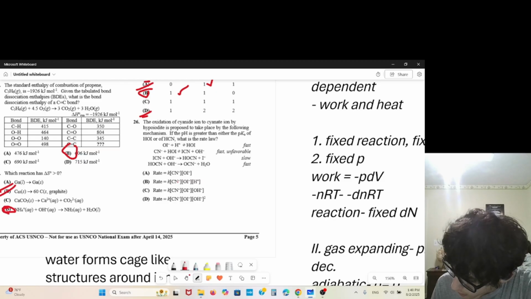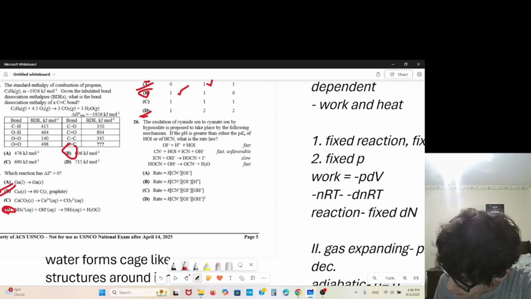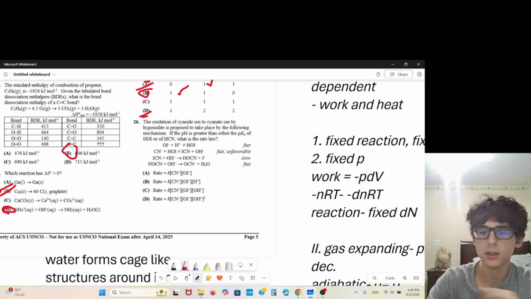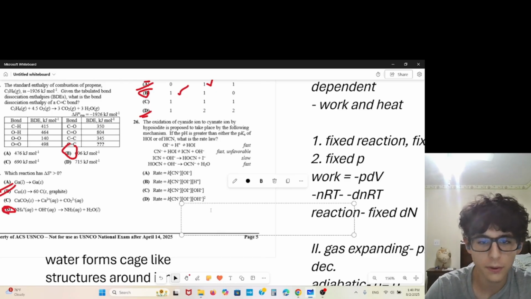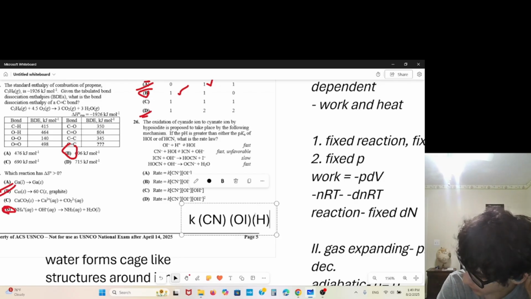So look at what's going on, right? In the third equation we wrote, we had the small k. First two, it's the big K, the equilibriums. So ICN minus times OH, what is that? That's K2 times HOI times CN minus. Multiply that, and now look at this. What is HOI? It's K1 times H plus times OI minus. It's a lot, but if you followed what I said, you would know that the rate is CN minus, OI minus, sorry, OI times H plus. Okay, perfect.